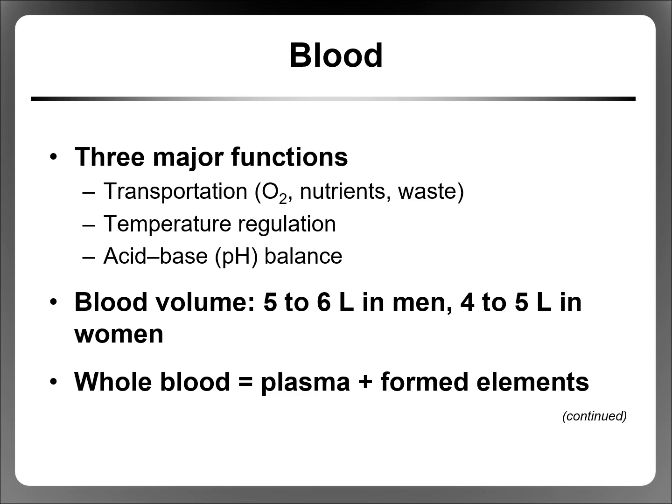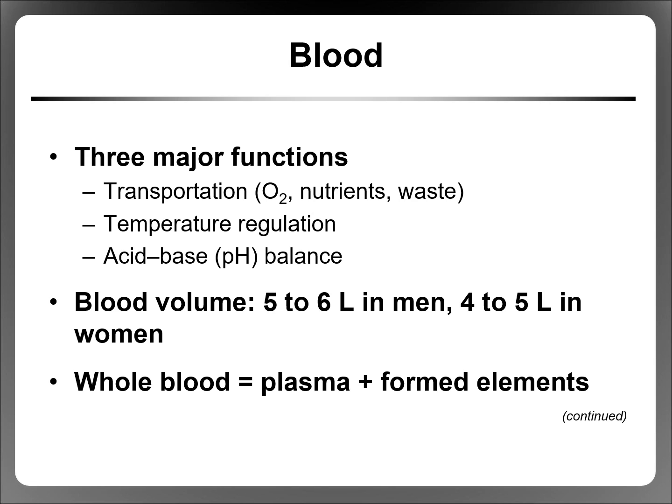All right, our last topic is let's talk about what blood actually is. So blood has 3 major functions: transportation, temperature regulation, and acid and base balance. Typically, blood volume, there are 5 to 6 liters of blood in men and 4 to 5 liters in women. Why is there a difference? Well, typically men have a larger body size than women, and the blood volume compensates.